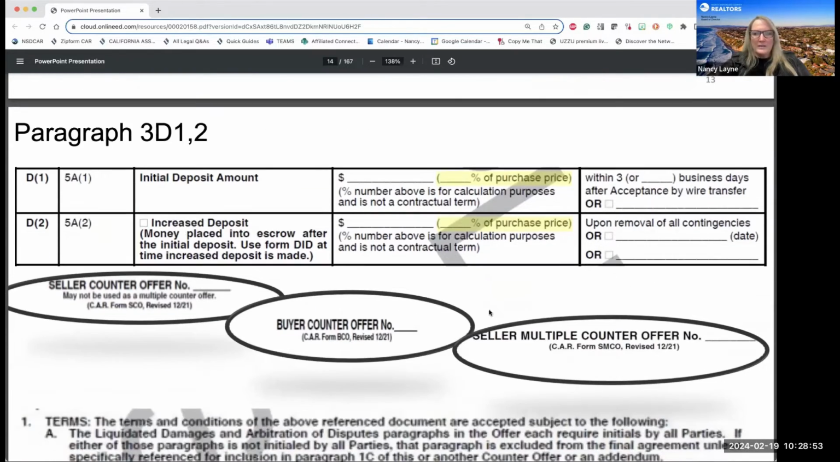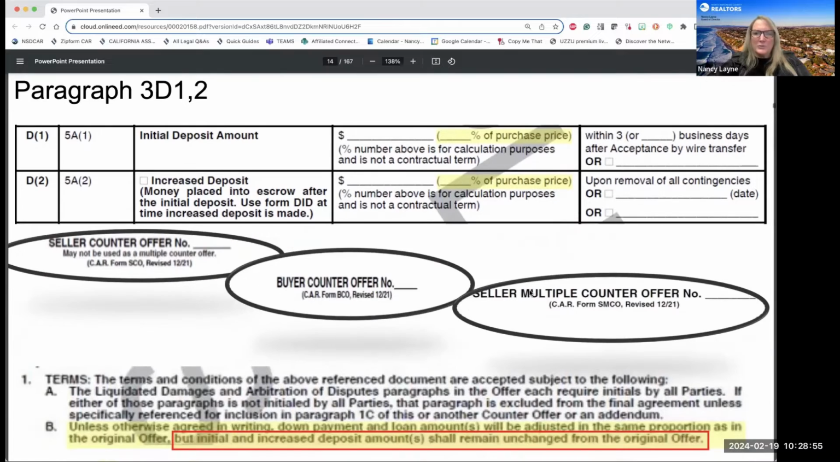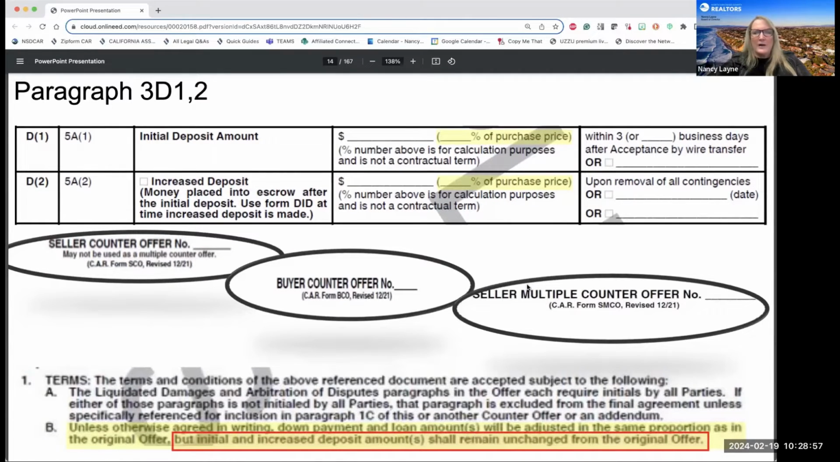So the initial deposit is whatever percentage of the purchase price, and the increased deposit will show as a percentage of the purchase price. Again, those two do not change. So if you're putting $1,000 down and you're buying the property for $950,000, and then you end up with a purchase price of $1.2 million, that $1,000 doesn't change. Presumably somebody wouldn't put $1,000 in, but it's just for explanation purposes.